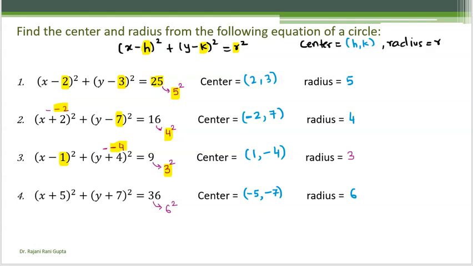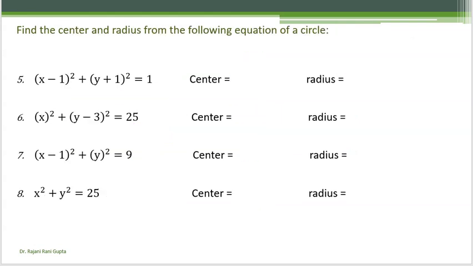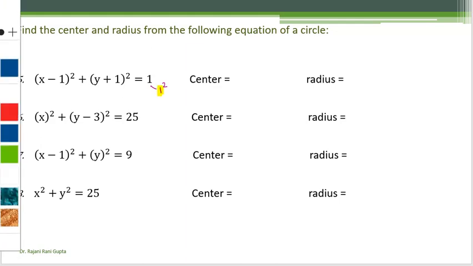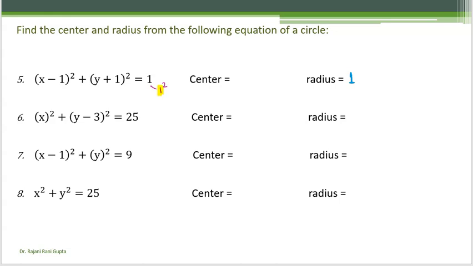Let's move to the other examples. What you have here is (x - 1)^2 + (y + 1)^2 = 1. 1 is nothing but the same as 1^2. So the radius is nothing but 1. And here, working the same way as we did in the previous one, it's negative, so the value of h is positive, 1. And it's y plus, so the value of k will be -1. We just have to change the sign.